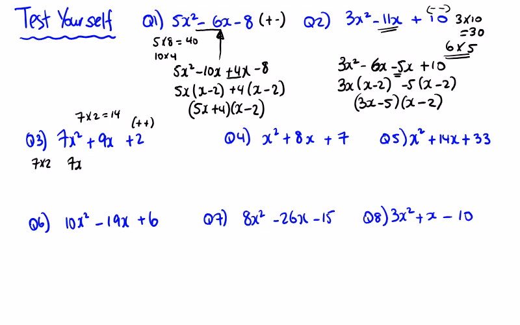So 7x squared plus 7x plus 2x plus 2 is going to give me 7x by x plus 1. What's in that second bracket? What number goes in front?